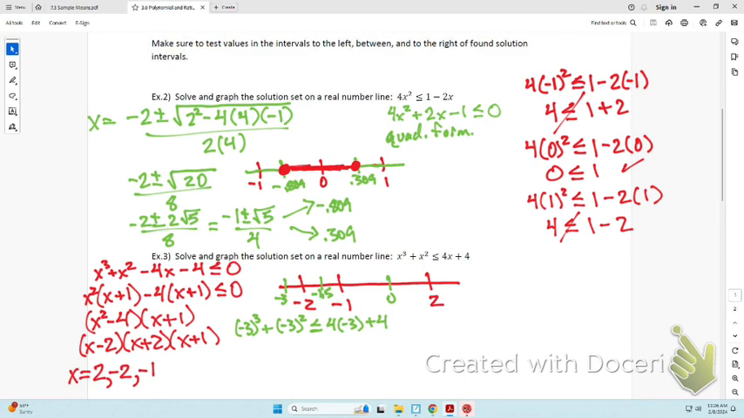And I get negative 27 plus 9. That looks like negative 18 to me. Negative 12 plus 4. That looks true, right?